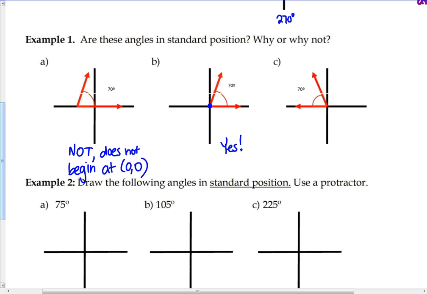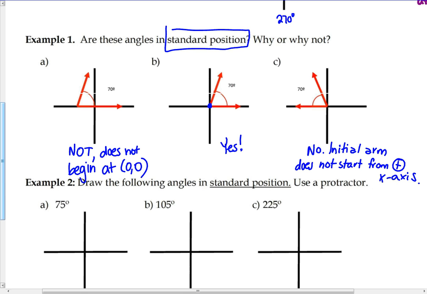Okay, so C, is that one in standard position, yes or no? No. What's wrong with it? It's on the negative x-axis. So the initial arm does not start from the positive x-axis, so that would not be an angle in standard position. These are angles in standard position. If we start from the origin and the positive x-axis, then we can say that angle is in standard position.